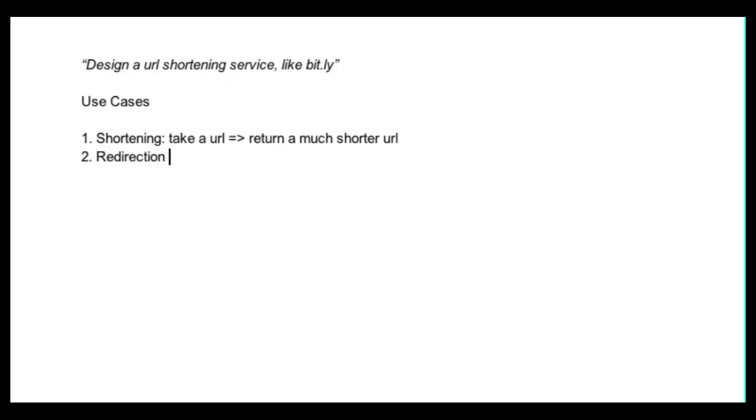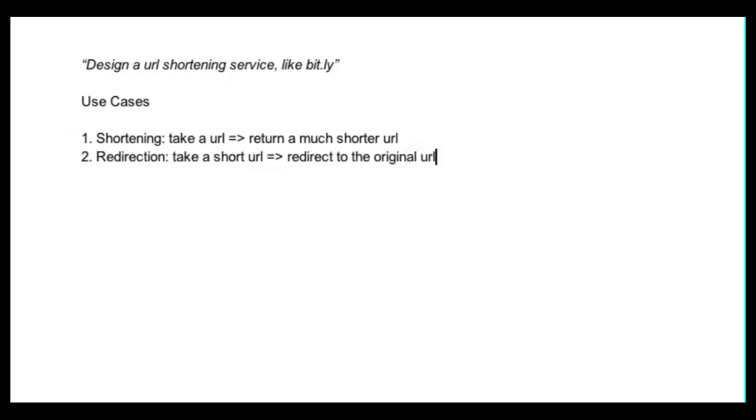With any system, you start off by asking yourself what it should do. You define its use cases. With the Bitly problem, there are two use cases that are immediately obvious, so let's write them down. The first one is shortening, and that's, take a URL and return a much shorter URL. And then the other is redirection. Take a short URL and redirect to the original URL.